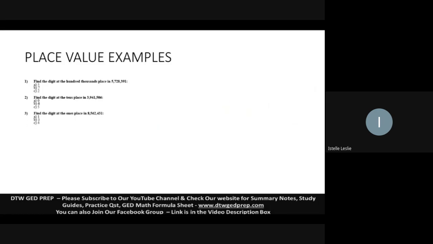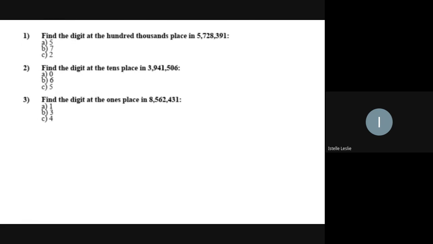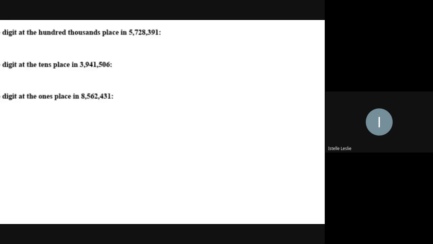It says find the digit at the ones place. So can everybody find this? What digit is at the ones place? Okay, thank you, Sierra. So Estelle, what digit is at the ones place? Okay, 1, yes, that's correct. So 1 is at the ones place.